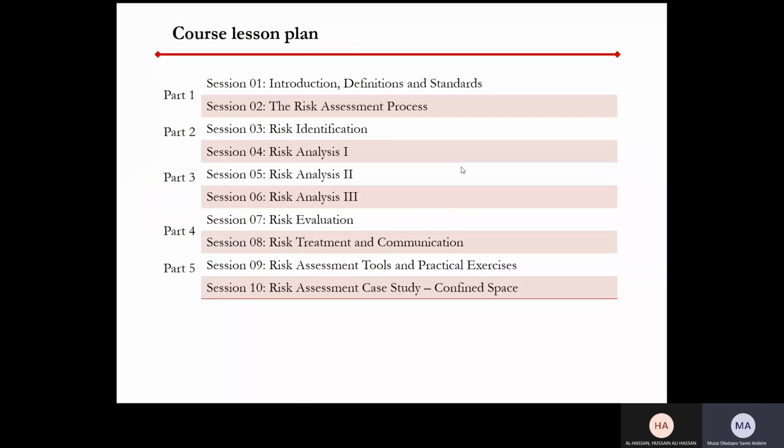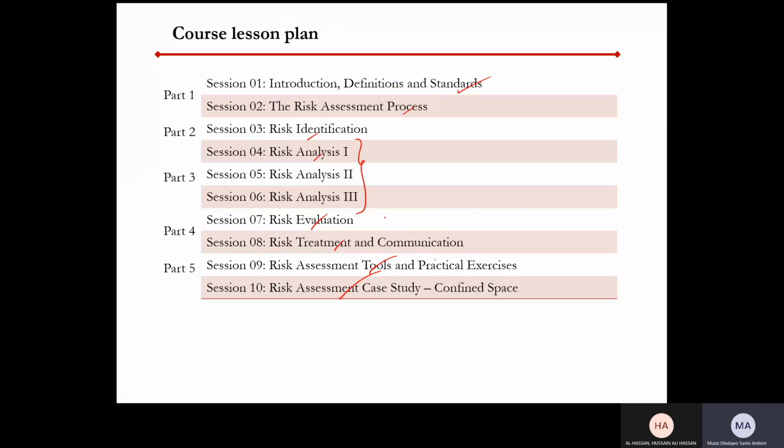Though we're probably going to include, as we move along, some other topics here and there. So today, we're going to talk about introduction, definitions and standards, risk assessment process, risk identification, risk analysis. Risk analysis, we're going to talk about it in 3 different sessions, right? Then risk evaluation, risk treatment and communication, various tools that can be used for risk assessment, and some exercises, and a risk assessment case study, which is a confined space. We're going to describe this as well.